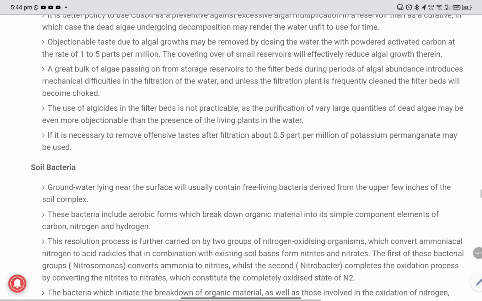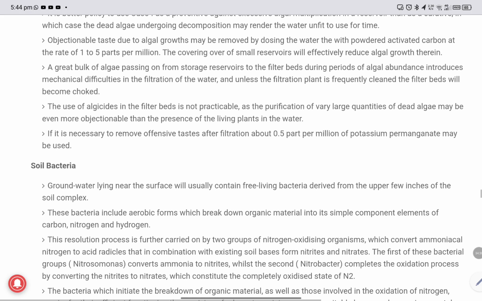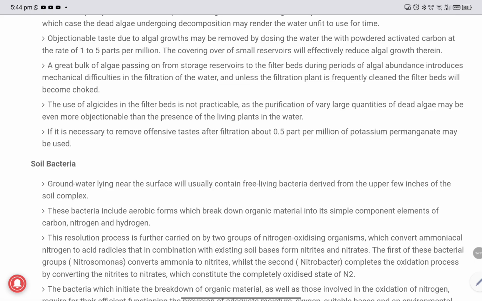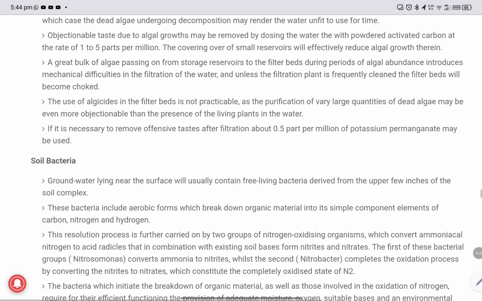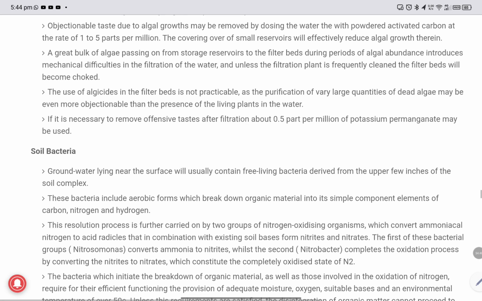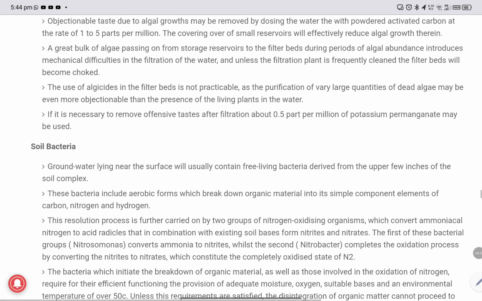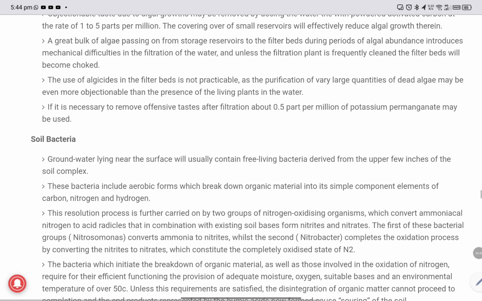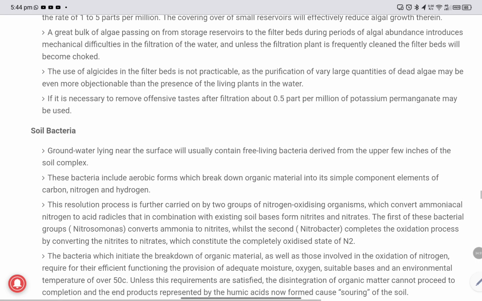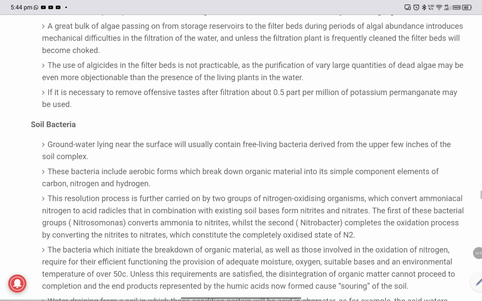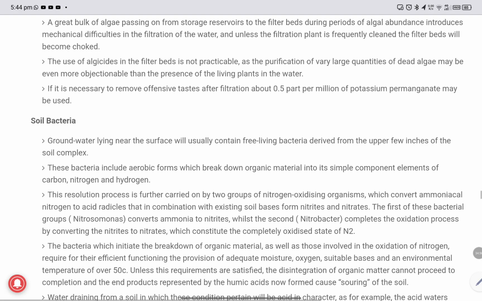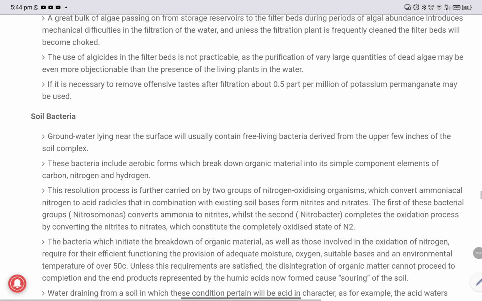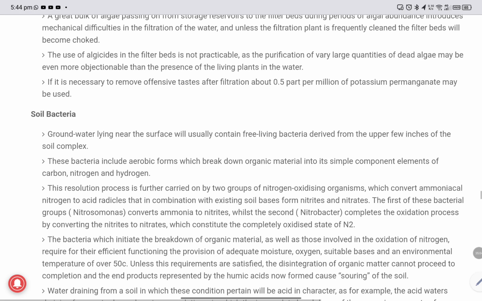Further, a great bulk of algae passing on from storage reservoirs to the filter beds during periods of algal abundance introduces mechanical difficulties in the filtration of the water, and unless the filtration plant is frequently cleaned, the filter bed will become choked. The use of algicides in the filter bed is not practicable, as the presence of very large quantities of dead algae may be even more objectionable than the presence of the living plant in the water.